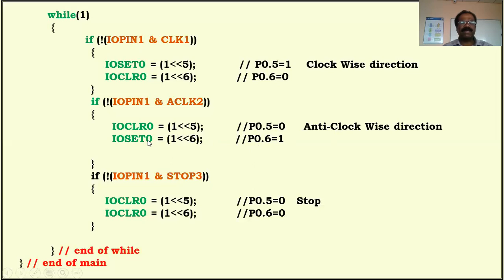Suppose you press S3. By that time the IO pin 1 becomes low. Here low, and the other is already high. Low into high, the whole thing becomes low. That is false, not false is true. Then I'm going to clear both bits: IO clear P0.5 and IO clear P0.6. When both are clear, both are low, so it's going to stop rotating the motor. So this is the logic behind this particular program.